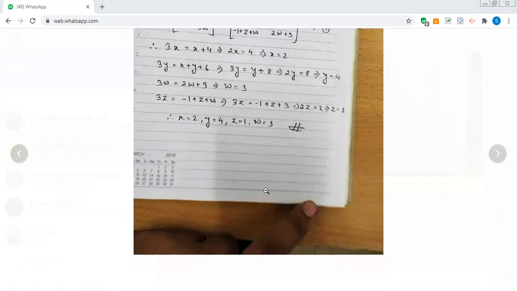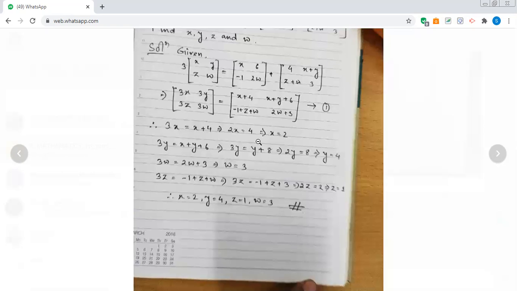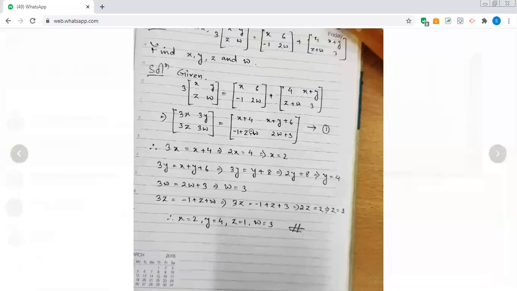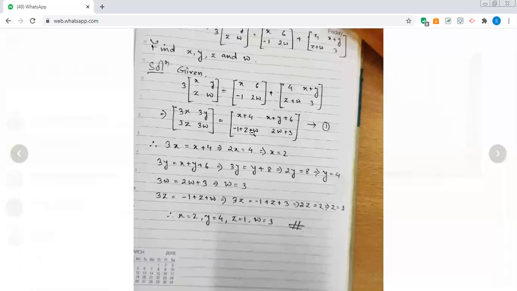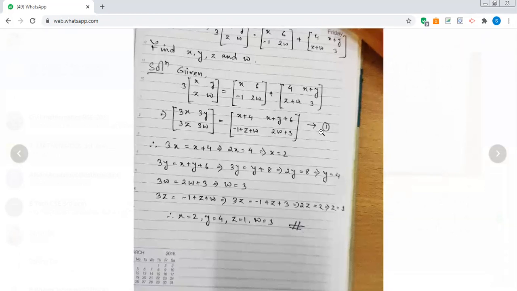Then what is the next one? Minus 1 plus z plus w, corresponding elements added. And the last one is 2w plus 3. So finally, if you mark this as equation 1, you can see that the left hand side and the right hand side matrices are of the same order. The left hand side matrix is of order 2 by 2, and the right hand side matrix is also of order 2 by 2. So from equation 1, you can say that the matrices are equal.